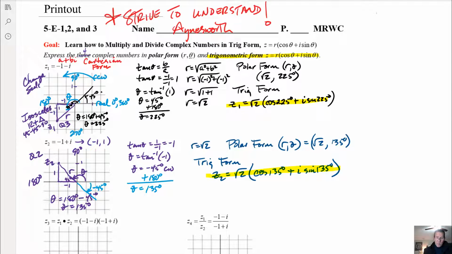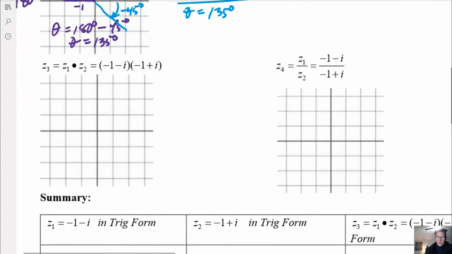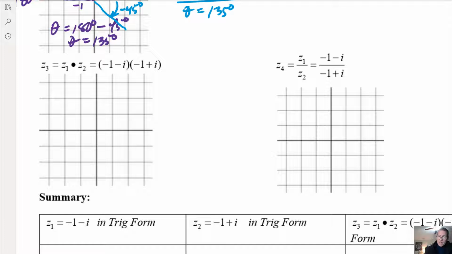Guarantee it. Okay, now what we need to do is multiply z1 and z2 and then get that in trig form, and do the same thing for z4. And believe it or not, it's not that difficult. Okay, so here we go. Let's multiply first using FOIL or the distributive property.